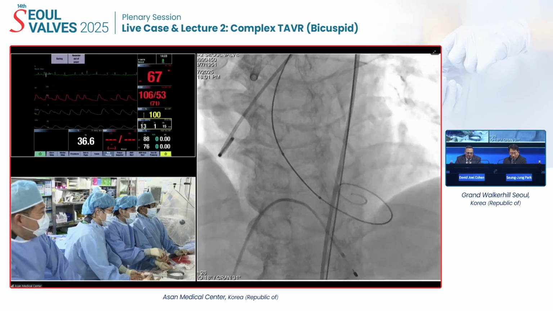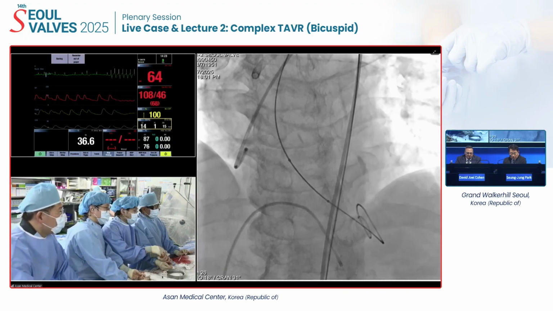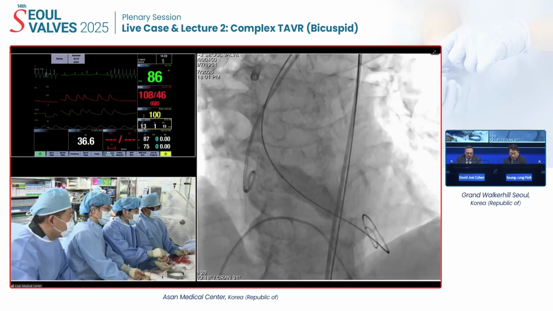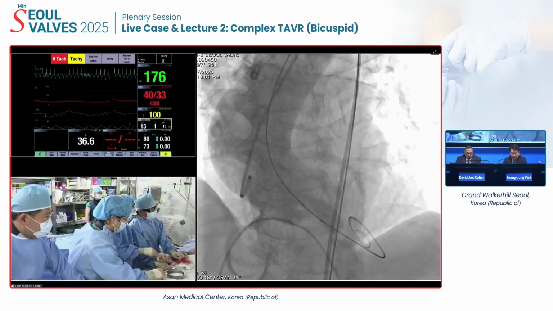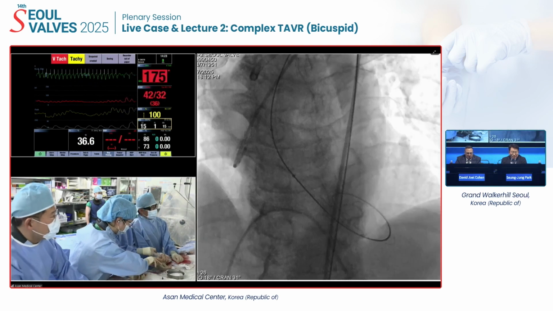Facing on. Inflation. More contrast. Small size. Deflation. Yeah, very small. Facing off. Go for it. Good.